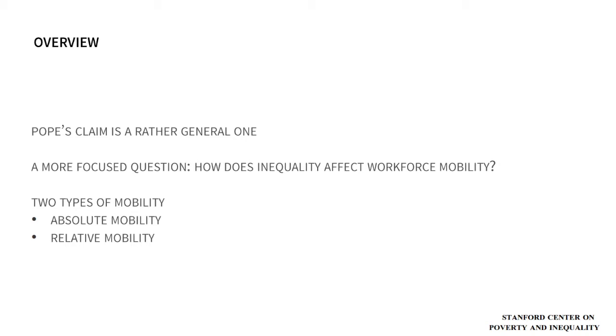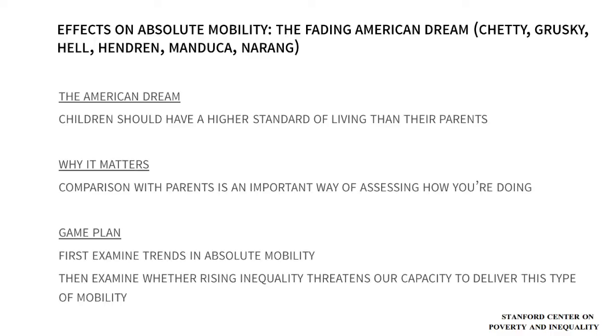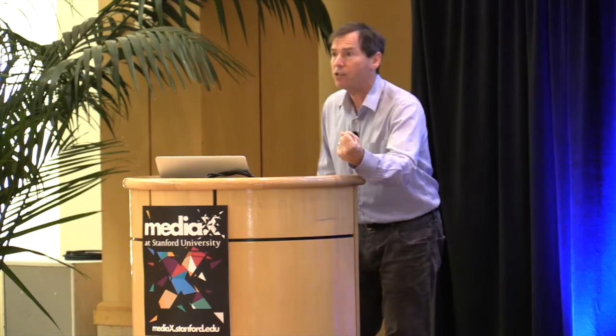And I'll talk about two types of workforce mobility: absolute mobility and relative mobility. So let's start with absolute mobility. Here, what we care about is whether or not children are making more than their parents. And that's a pretty salient consideration when you go back home. Your parents' standard of living is there in your face, and the question is whether or not you're doing better than your parents.